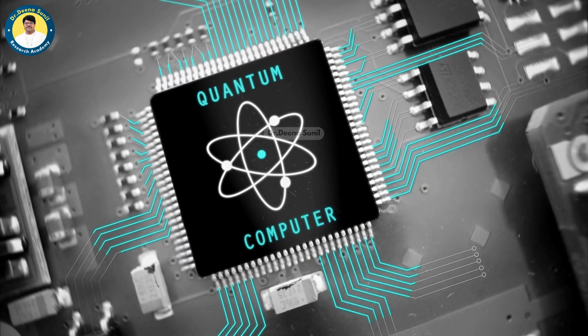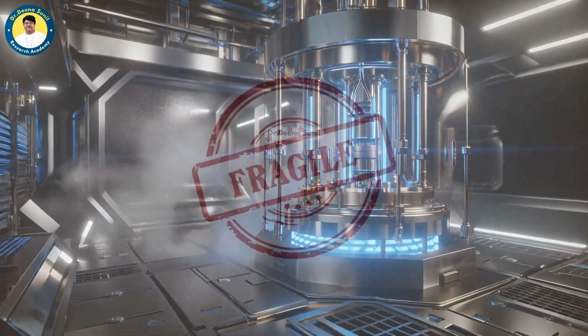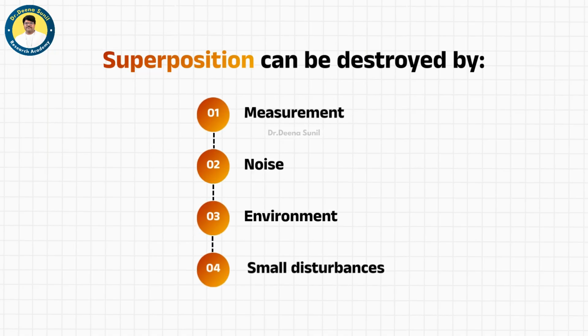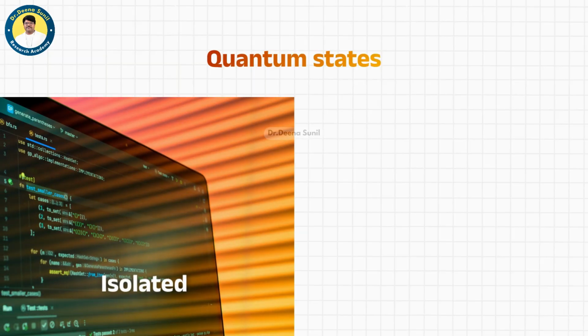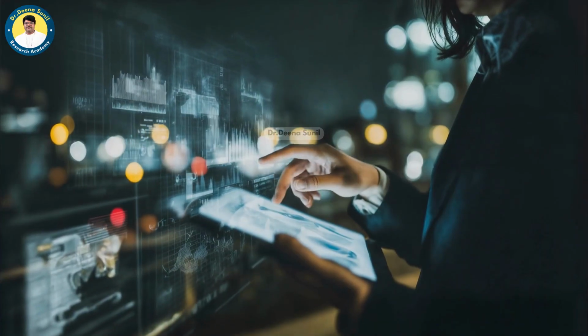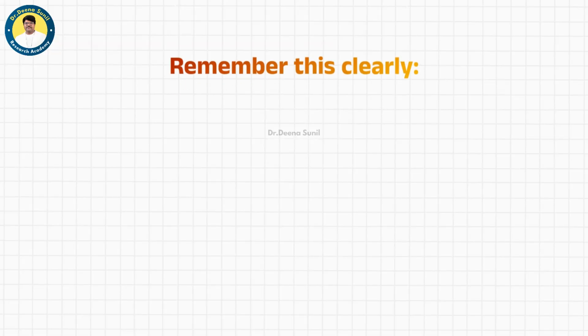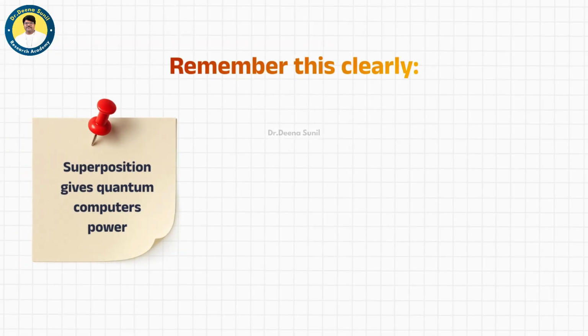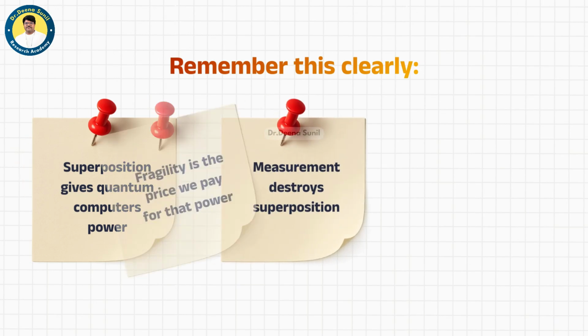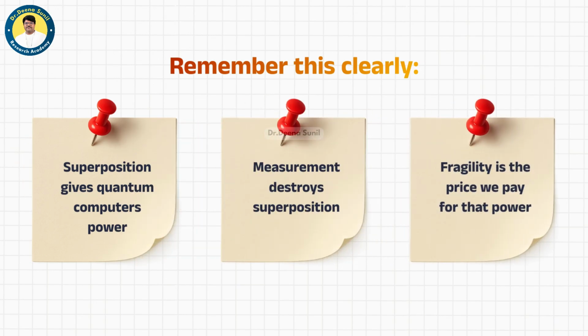Superposition is the source of quantum power, but it is also fragile. Why? Because superposition can be destroyed by measurement, noise, environment, or small disturbances. Quantum states must be isolated and protected. The more powerful the quantum behavior, the more delicate it becomes. The core idea, remember this clearly: superposition gives quantum computers power. Measurement destroys superposition, and fragility is the price we pay for the power.